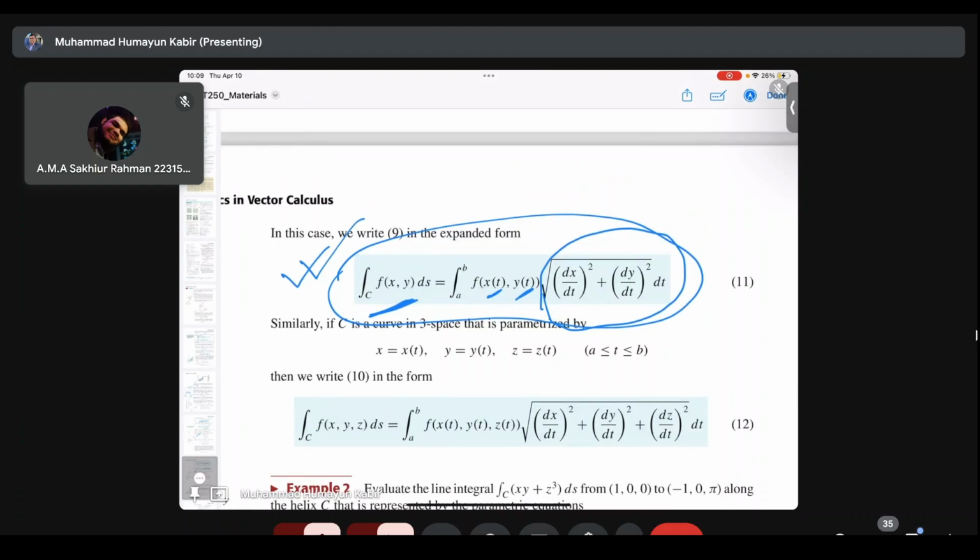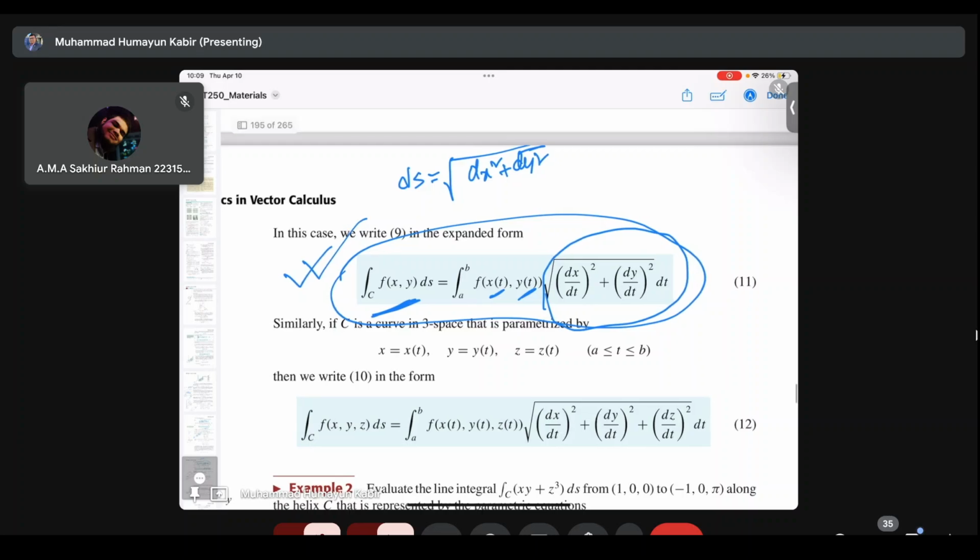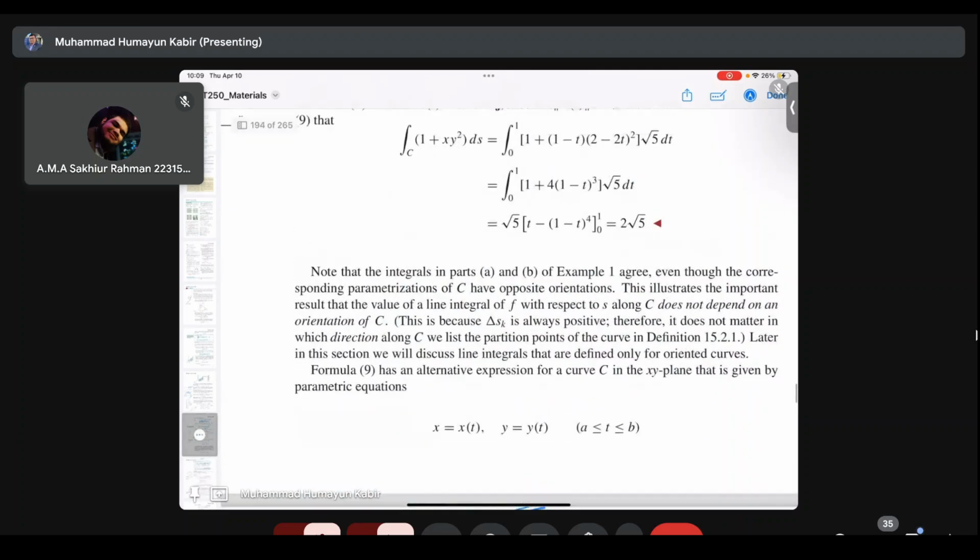Look, maybe you have this one, right? Is it okay? The value of ds, is it okay? Or something else? Okay, I can show you here.